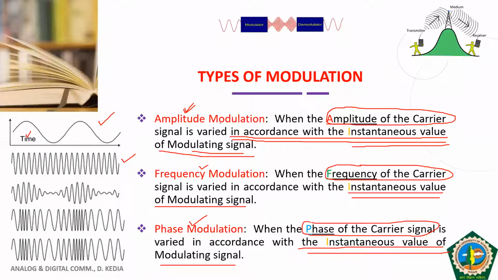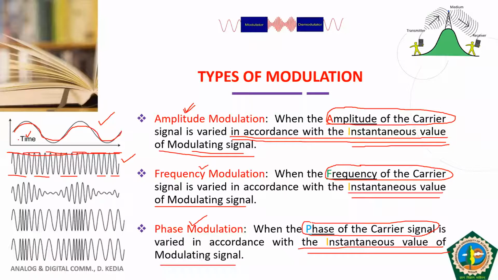So in amplitude modulation, where is the amplitude? The amplitude lies at the top of this carrier signal. This is amplitude, which is a fixed value. So this constant amplitude has to be varied in accordance with the modulating signal.